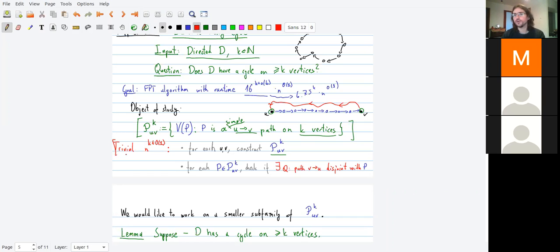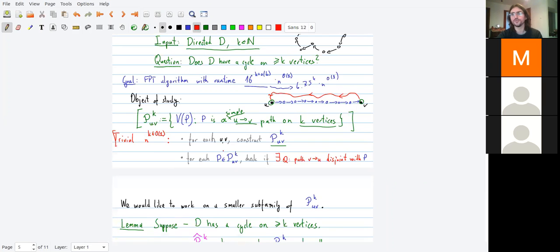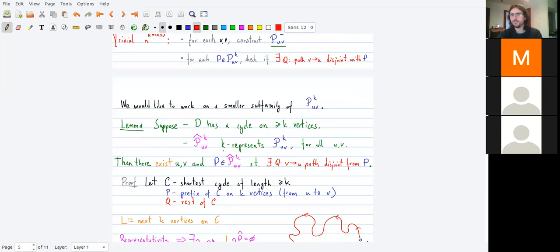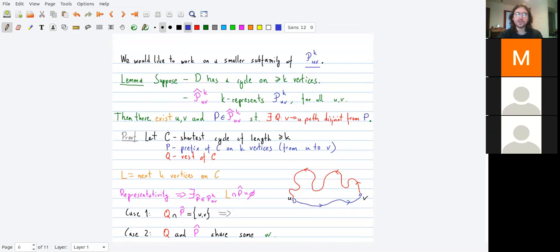And now, if you think about representative sets, the natural way of approaching this problem is maybe we do not need to work with the whole family P_UV^K, which is of size that is not FPT. Maybe we can restrict attention to some smaller subfamily, a representative subfamily, which will retain essentially the same properties. So this is indeed true. We can do it like that, and this is encapsulated in the following lemma.